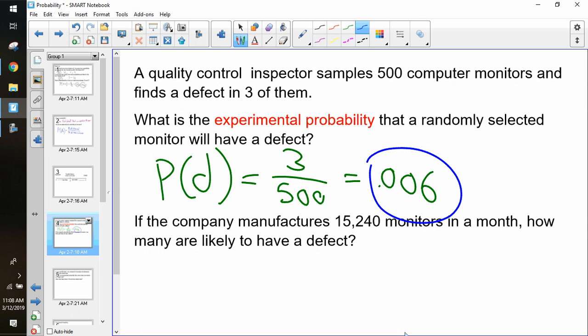Now we want to think, that was just for one monitor. If I just pick one random monitor, I have a 0.006 chance of getting a defective monitor. I want to figure out, if this company manufactures 15,240 monitors, and I look at all of those monitors that month, how many of them should have a defect?